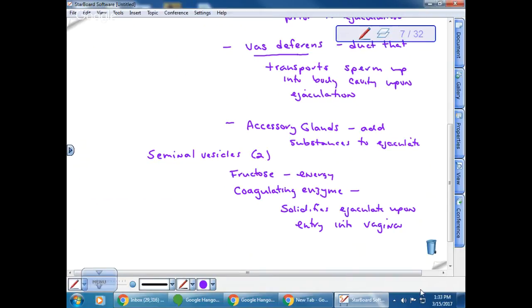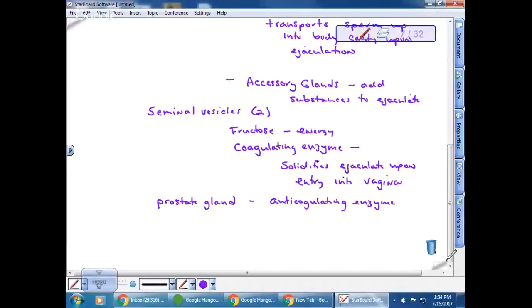So you don't get what is called backflow out of the reproductive tract. Okay. We also have the prostate gland, and there's only one of these. But the prostate gland also adds, kind of interestingly, an anticoagulating enzyme to become thinner so that the sperm can swim. Oops, ejaculate.